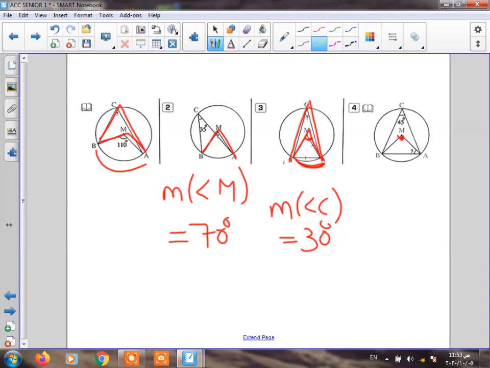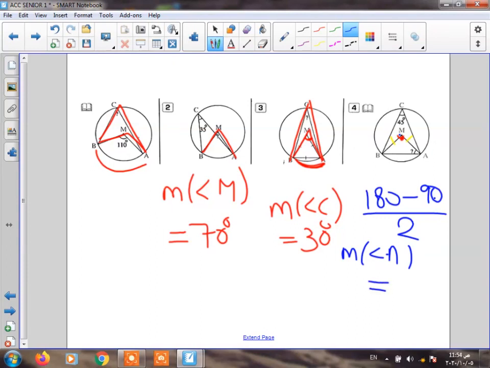Note that MA and MB are two radii in the same circle. That means they are equal in length. So I now have an isosceles triangle MAB. How can I get the measures of the two base angles of the isosceles triangle? I can do 180 minus 90, the vertex angle, and divide the result by 2. So the measure of angle A equals 180 minus 90, which is 90, divided by 2, which equals 45 degrees. So this angle equals 45 degrees, and this angle is also 45 degrees.